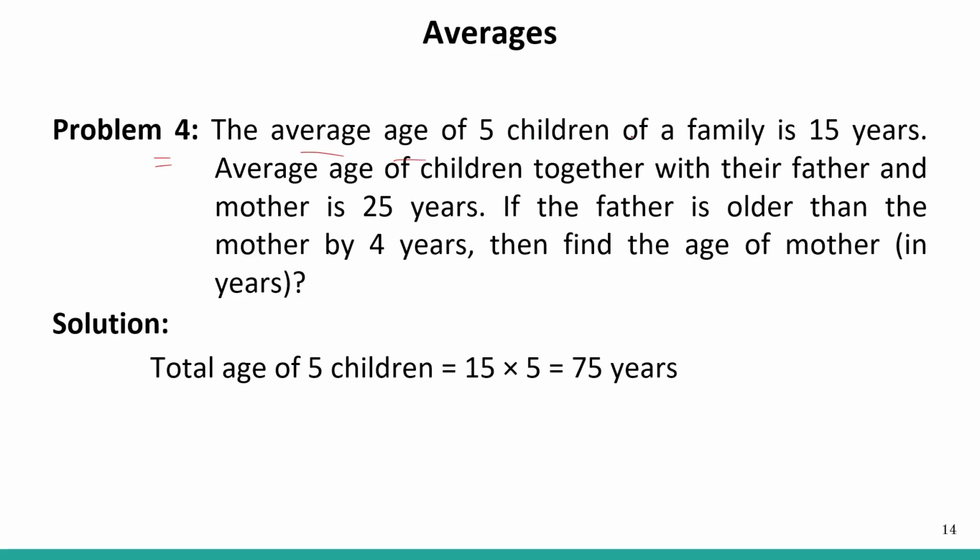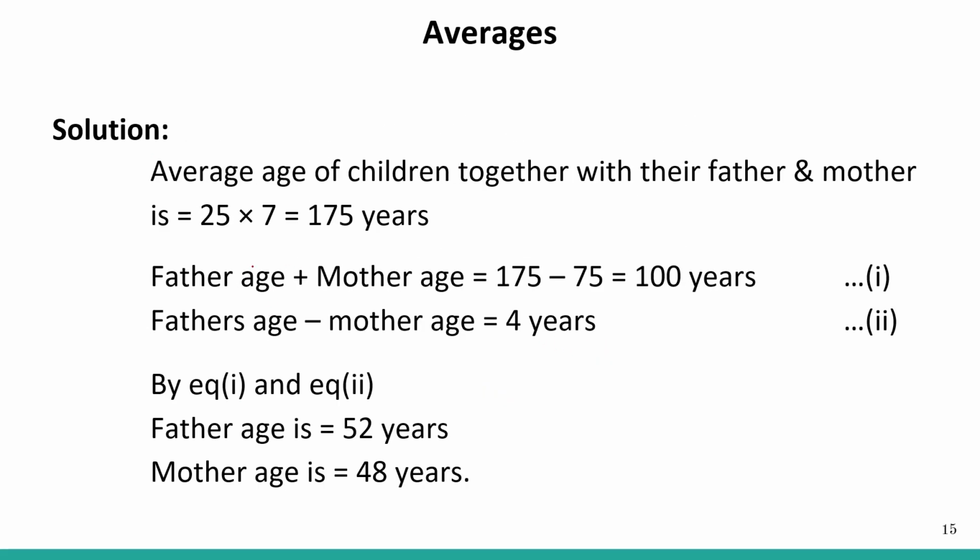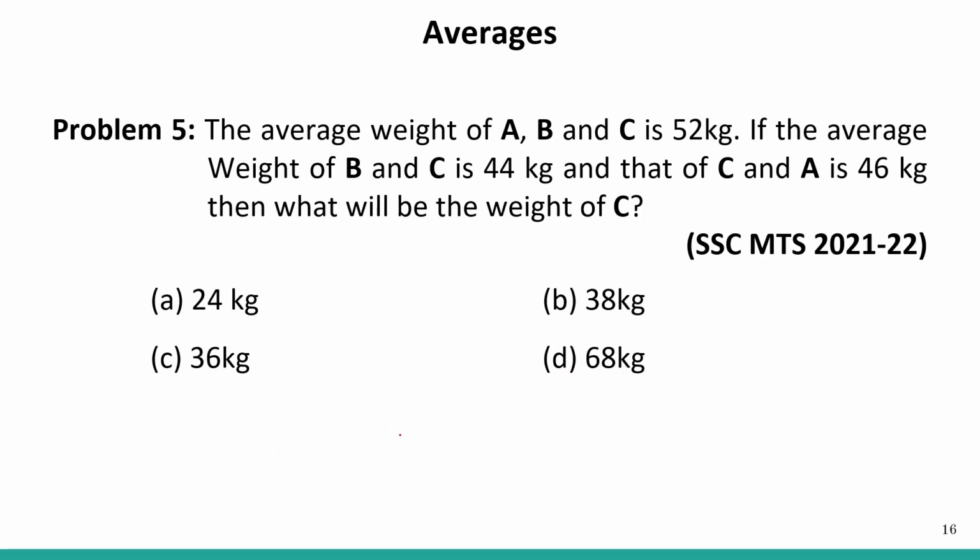The average age of 5 children of a family is given. So let's see the step-by-step solution. Total age of 5 children will be what? 5 into 15 is equal to 75 years. So solving them, we are left with 175 as the cumulative age of the whole family, including the father and mother. We have already calculated that father's age plus mother's age is equal to 100 years, and father's age minus mother's age is 4 years. So solving these two equations, we are left with father's age as 52 and mother's age as 48.